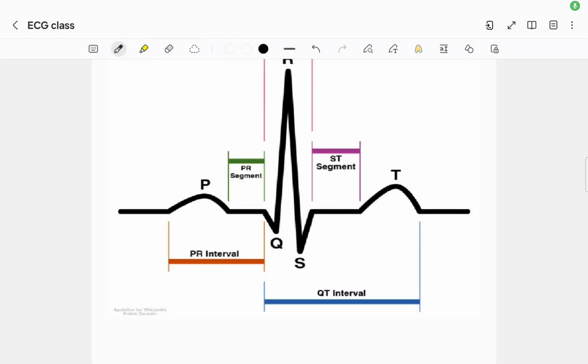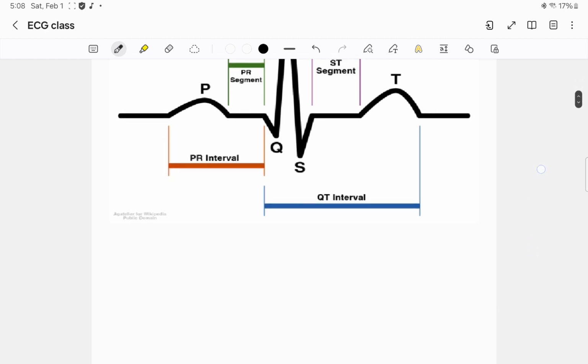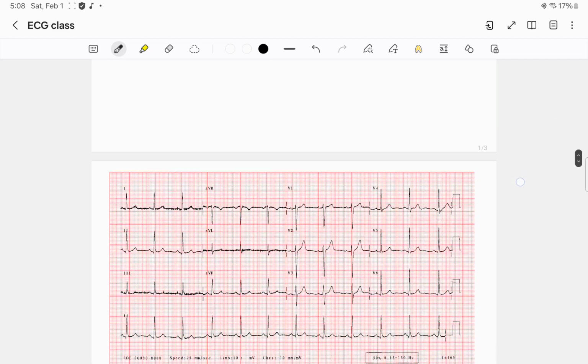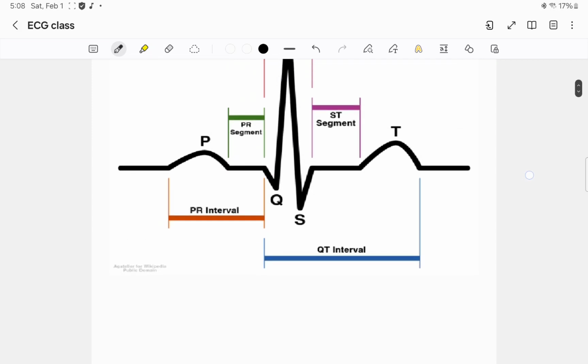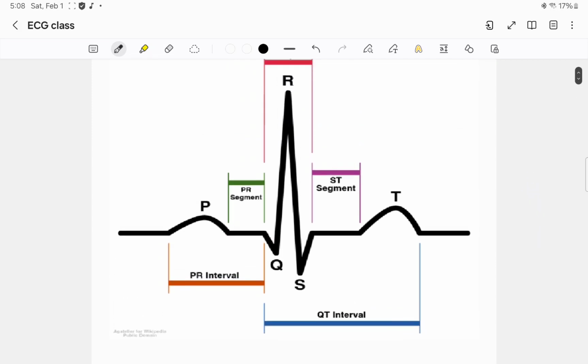Welcome back. So next we'll be speaking about the ST segment and T wave. So first of all, let's review a little bit of physiology. As we mentioned before, the P wave represents atrial depolarization.